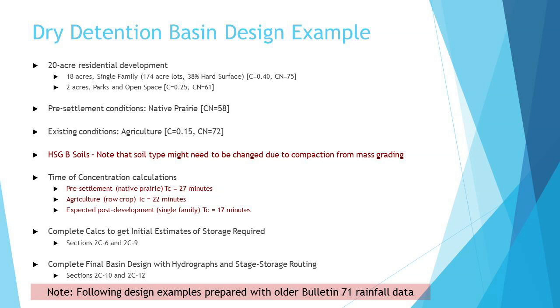The longer it takes for the water to flow off a site, the smaller the peak is going to be. If that water all rushes to the outlet at the same time, the peak is going to be higher. So as we move into agriculture, that time of concentration moves down to 22 minutes. And then if I calculate post-development, let's say I calculate it at 17 minutes. So the water is moving off almost twice as fast as it did before.